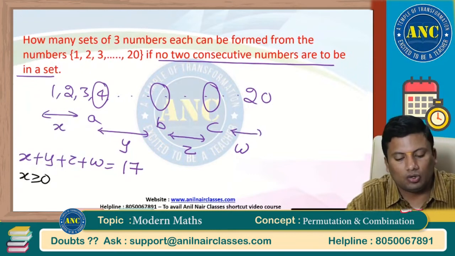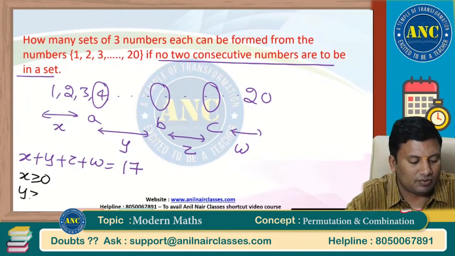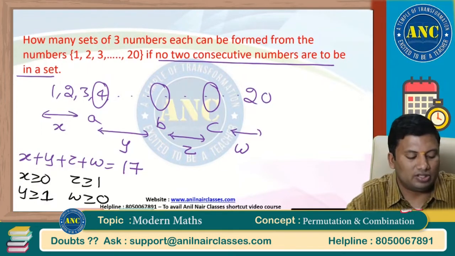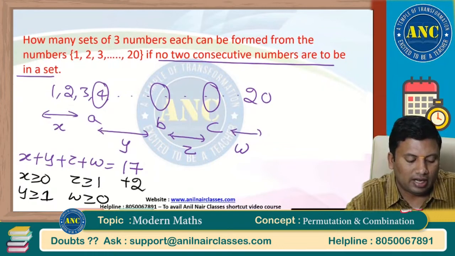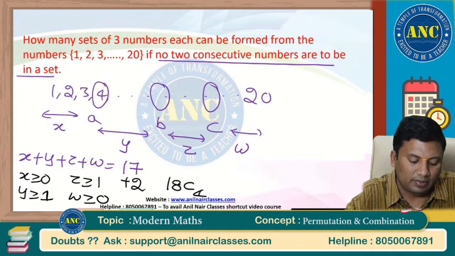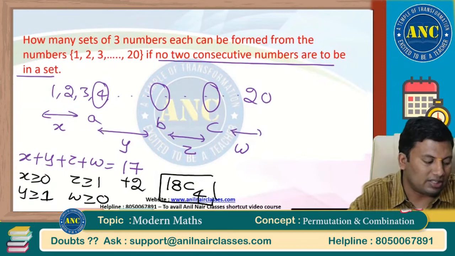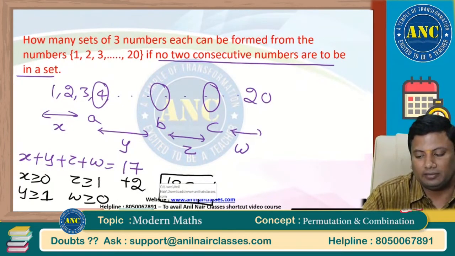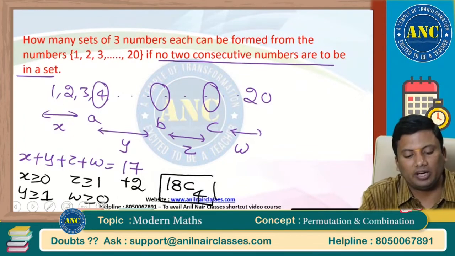No two consecutive numbers, right? That means y is greater than or equivalent to 1, z is greater than or equivalent to 1, and w will be 0. 17 plus 2, 19. The answer is nothing but 18C4. Easily you will get the answer. I hope it is clear.